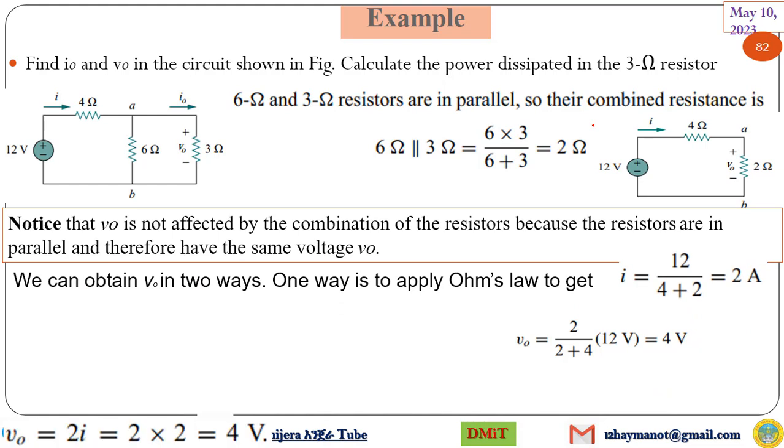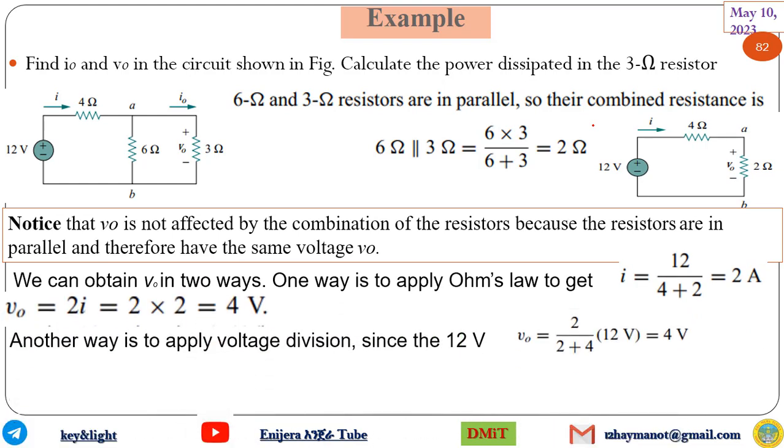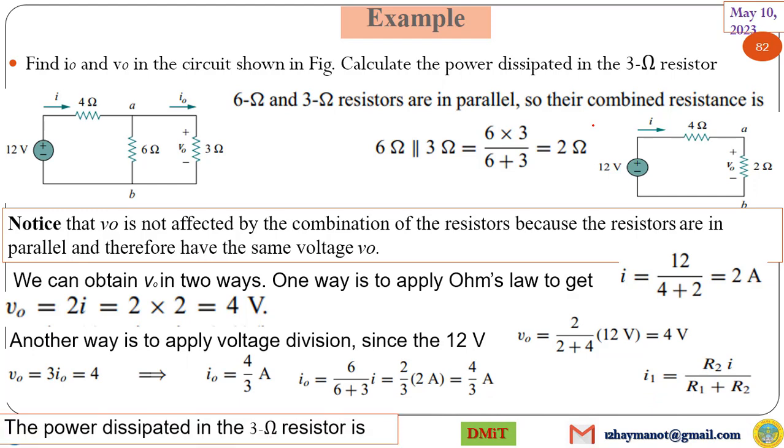ኤግዛምፕል ነው ቀላል ስለሆነ። Find I naught and V naught in the figure. Calculate the power dissipated in 3 ohm resistor, the power dissipated in 6 ohm resistor, the power dissipated in 4 ohm resistor.